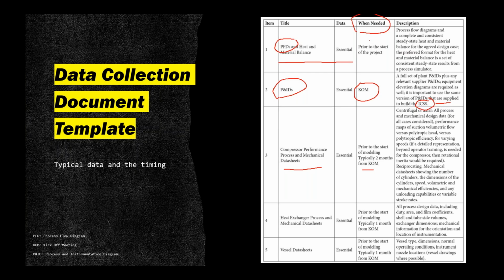And then heat exchanger process and mechanical data sheet, this is essential. This is typically 1 month before the kickoff meeting. And all this process design data, including duty, area, film coefficient, tube side volumes, and all the orientation and location of the instruments must be there. Vessel data sheet, typically 1 month before the kickoff meeting. So vessel type, dimension, normal operating condition, instrument, and all the drawings where possible.